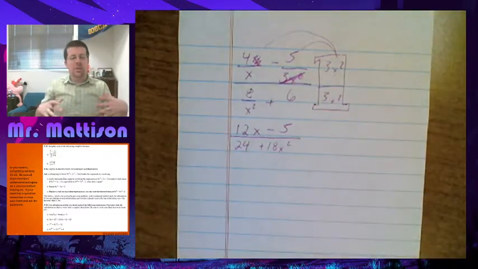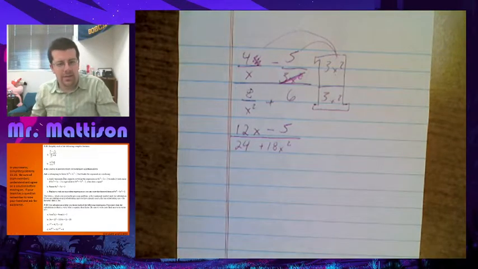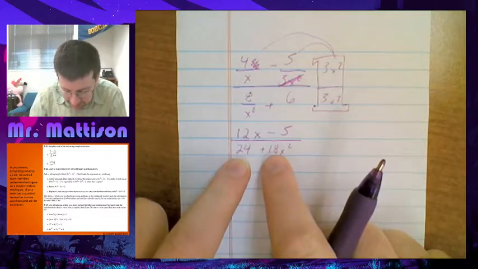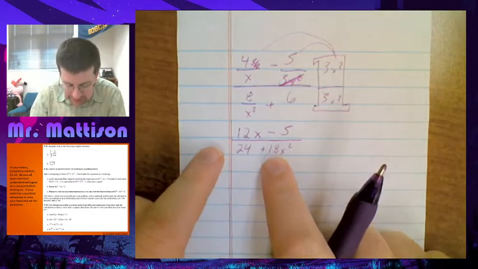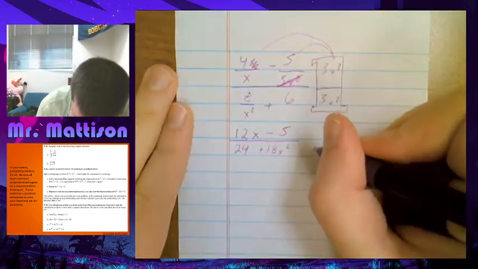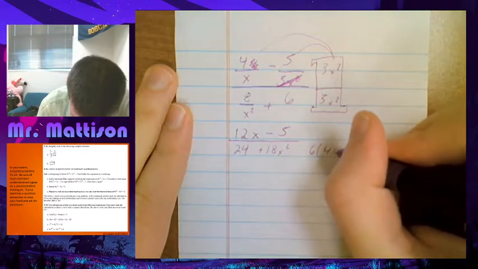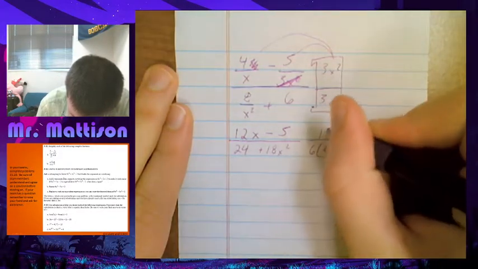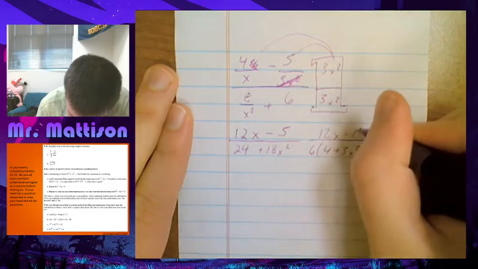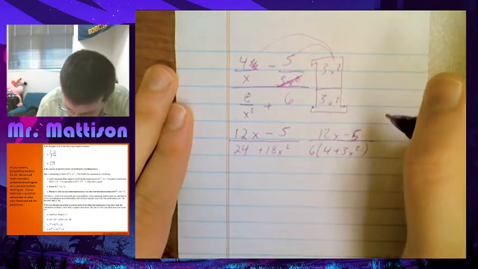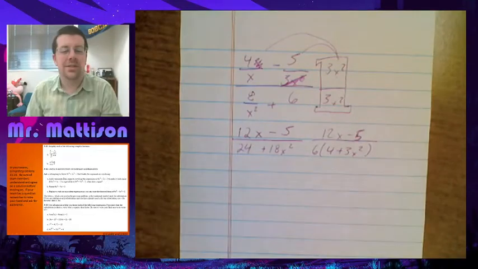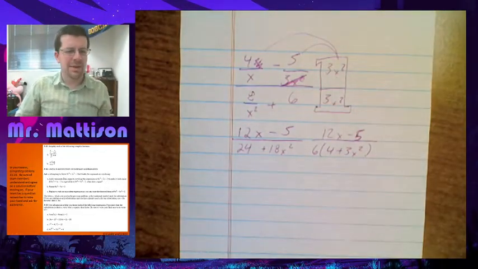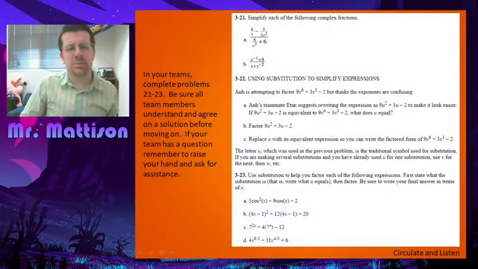Now I can do a little bit of reducing here, and I can factor out a 6 from the bottom and get 6 times 4 plus 3x squared. I can do that, but there's not really a major benefit in doing so because nothing is going to cancel out. Still, it's a good habit to reduce things and make them look a little bit prettier for us.